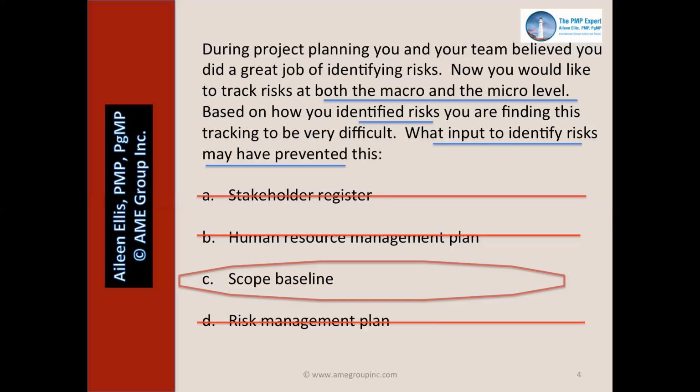Risk management plan is our methodology of how we're going to do risk management. Again, I'm thinking that's not the best answer.